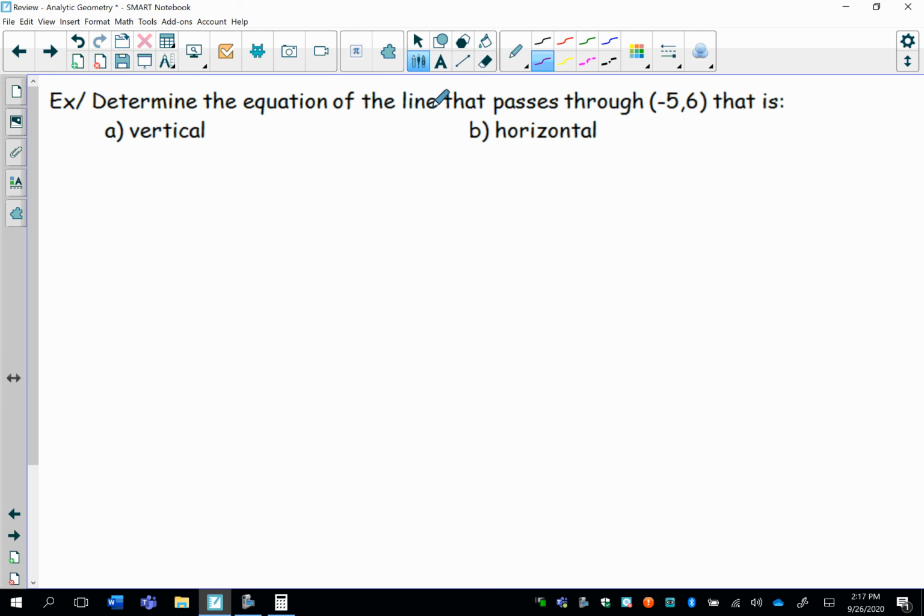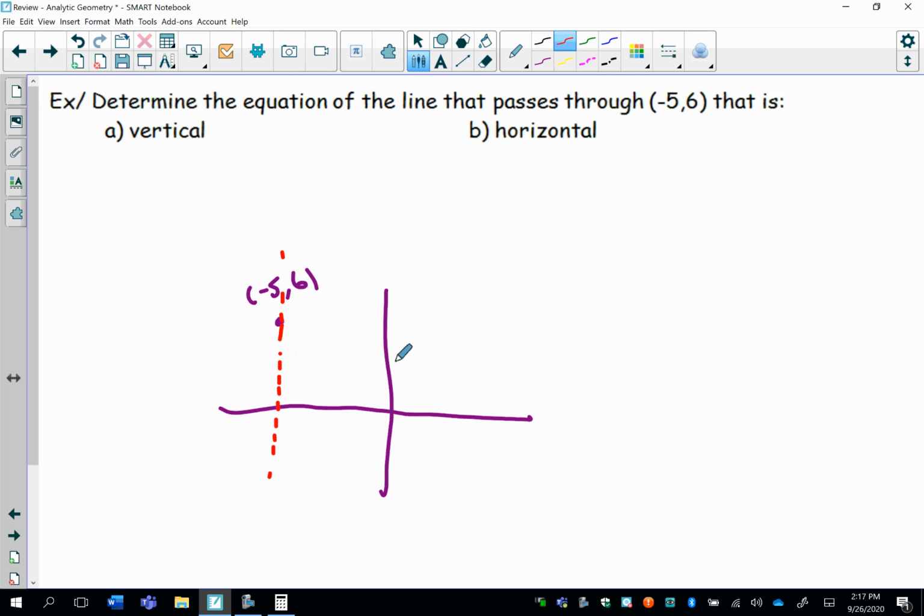Okay, determine the equation of a line that passes through negative 5, 6. That is vertical and horizontal. Wow. If you remember the trick to these, this is actually probably the fastest question. Negative 5, 6 is about there. I want a vertical line that goes through here. What's true about vertical lines? They all are the same distance away from here. The x value is always negative 5. That's all you have to write down.